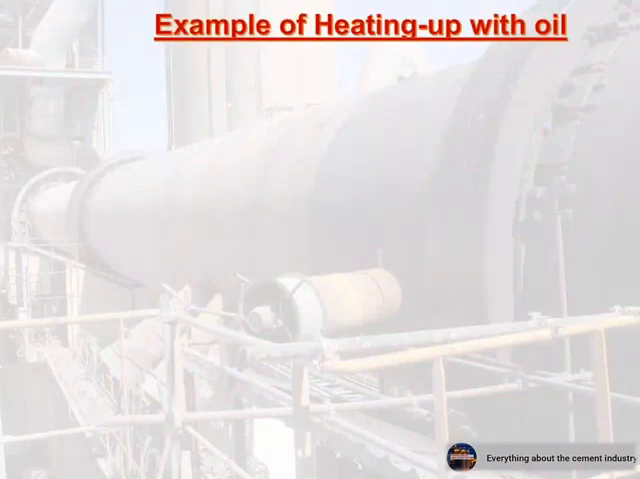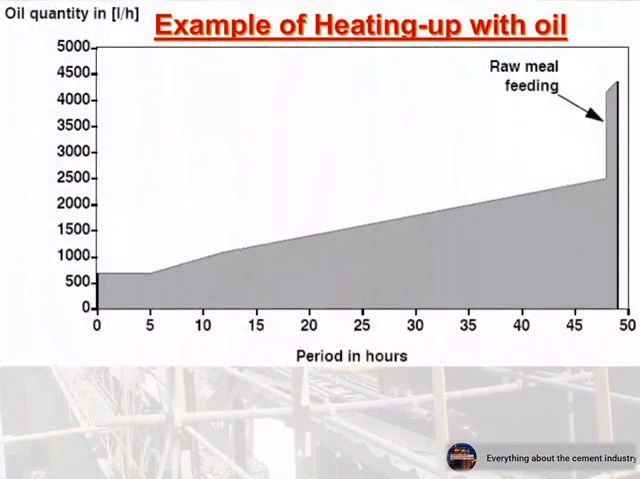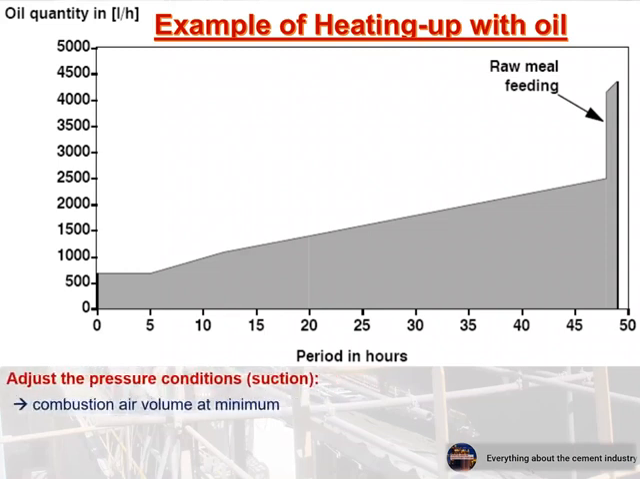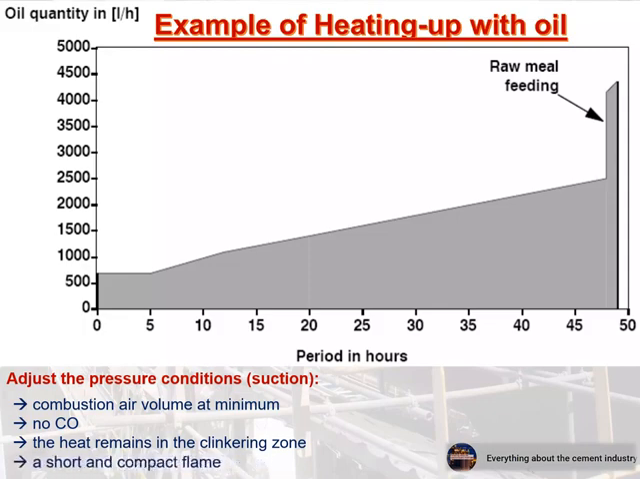Example of heating up with oil. This shape illustrates the relationship between oil quantity and period in hours. Adjust the pressure conditions, suction. Combustion air volume at minimum. No CO. The heat remains in the clinkering zone. A short and compact flame.